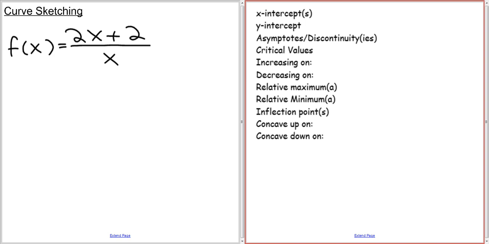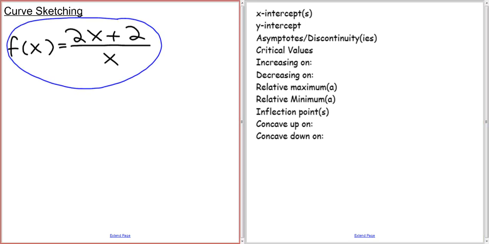Okay, so this example is about how to do a curve sketch. Basically, a curve sketch is just a way of taking everything that we've done and putting it together to get information about the original function. So we see this original function right here, but we don't really know what that graph looks like. So the question is, what can we do to figure out what this graph looks like?